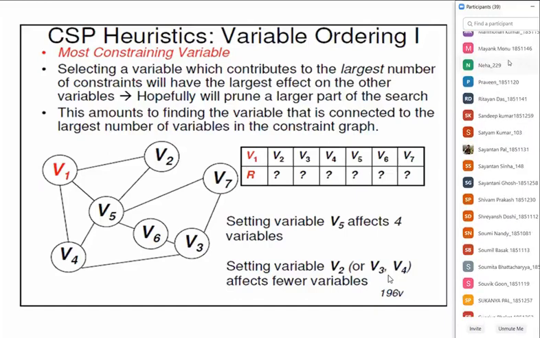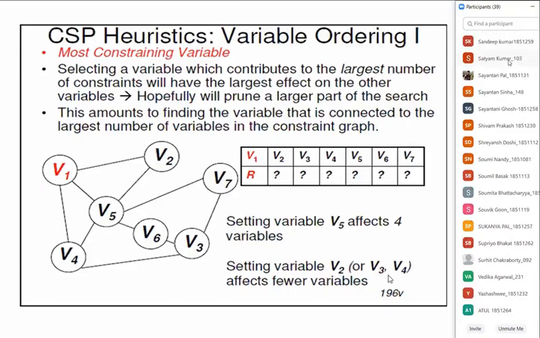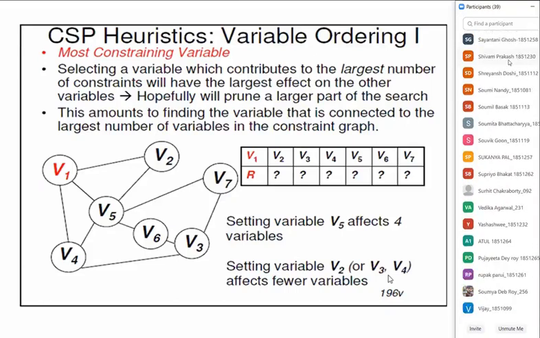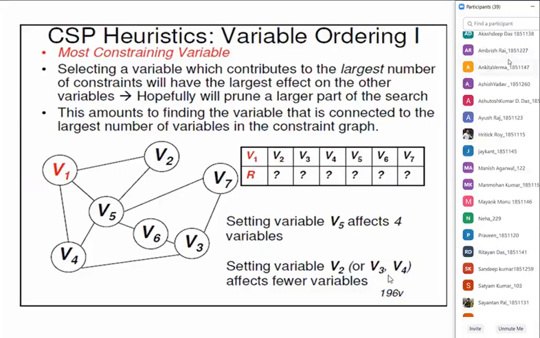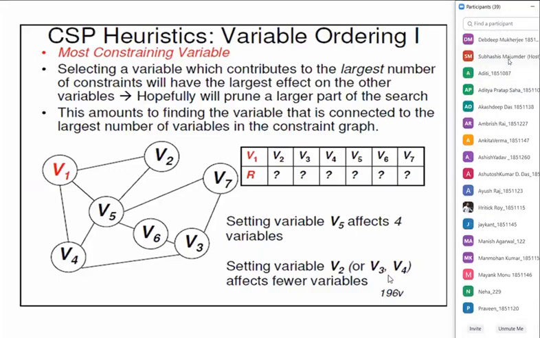Now that V1 is colored, if I now try to color V2, it will only pose a constraint on V5. If I try to color V4, it will only pose a constraint on V5 and V3. But if I color V5, it is simultaneously going to affect all these variables, V2, V7, V6, and V4. Hence, the best thing is to try to color V5 first and get as many constraints as early as possible. This is what it is saying.